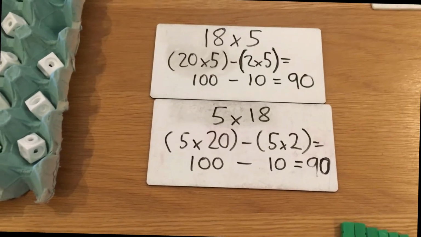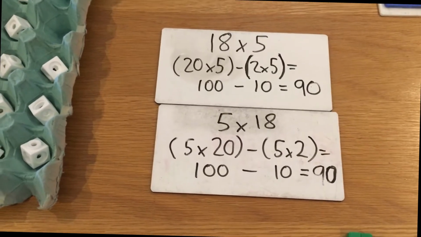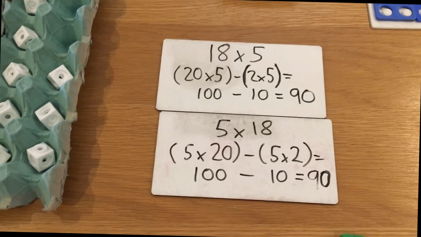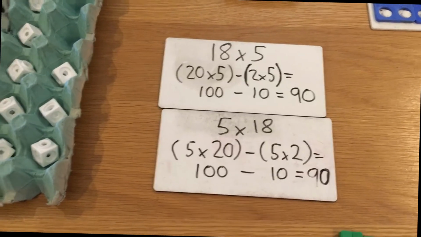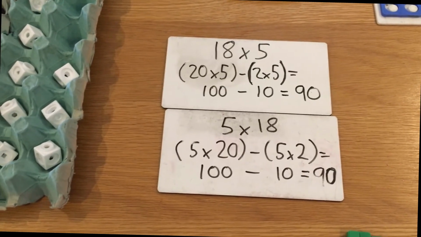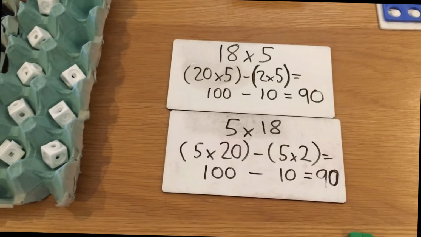A lot of people though might record it differently. They may record it as 5 multiplied by 18 using the term lots of. 5 lots of 18. So we've got 5 lots of 20, 5 times 20, subtract 5 lots of 2, 5 times 2. You still end up with 100 subtract 10.